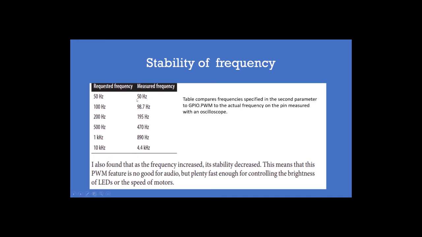But in the table you can observe that whenever I set the board to generate a high frequency pulse width modulated signal, the frequencies are not stable. That means it is not producing the frequency I set. This is called the stability issue. The stability of the frequency of waveform generation becomes worse when you move to generating high frequency signals.